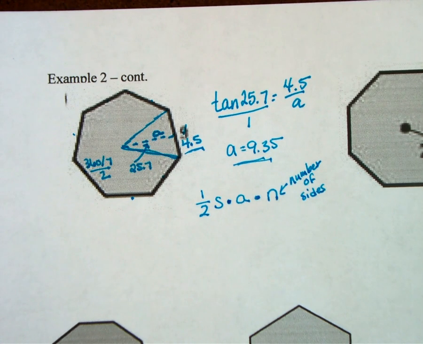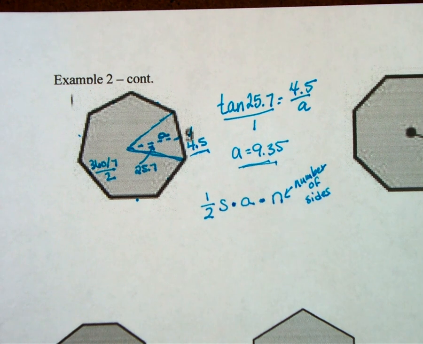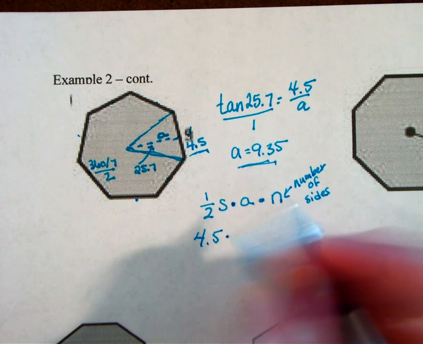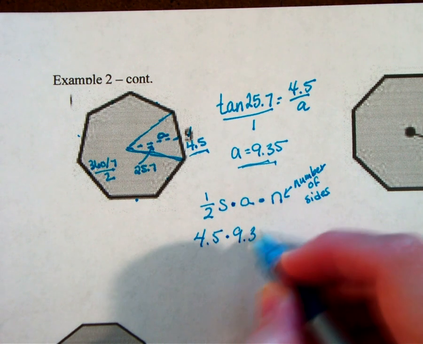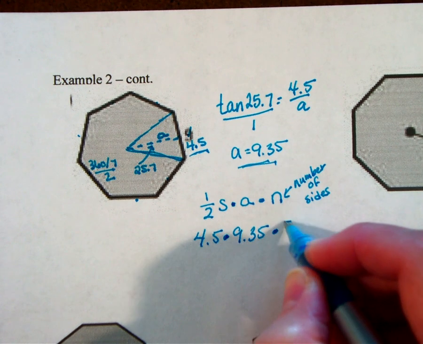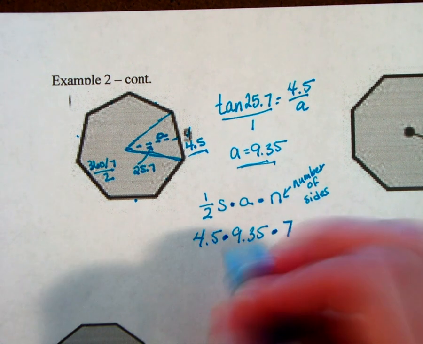Okay, so if you happen to see that n there, or if I just accidentally revert back and write it, that n means the number of sides that the shape has. So half the side length, that's our 4.5. Our apothem is 9.35. And then the number of sides this thing has is 7. Okay, so if you multiply those three parts together, that's the whole thing. It's the whole shebang. You got it? Which is 294.5.